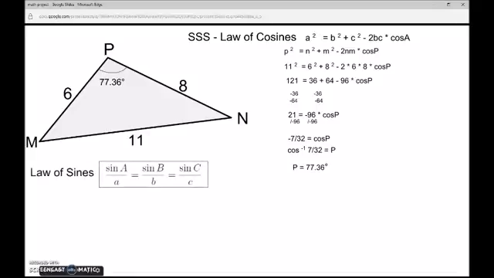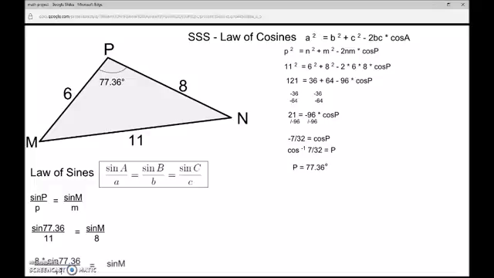Next, we'll use the law of sines, as we now have an angle and its opposite side, and another side. And so we'll use P and 11, and we'll start with M. And so we'll take the sine of P over p equal to the sine of angle M over side length m. Plugging in our numbers, we get the sine of 77.36 over 11 is equal to sine of M over 8.